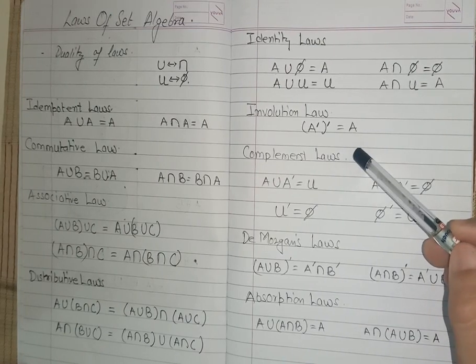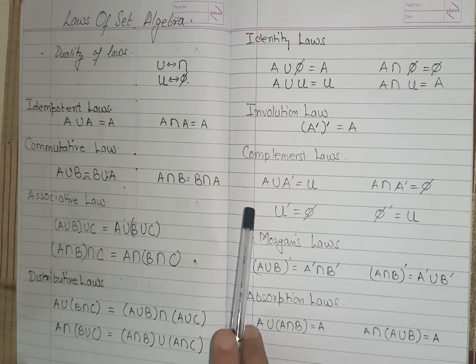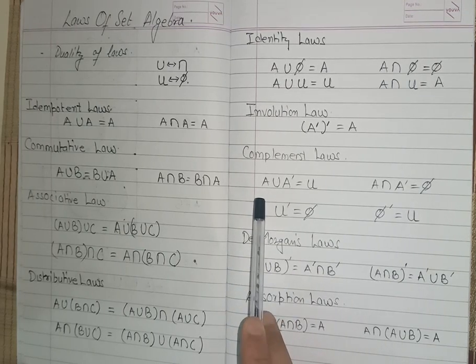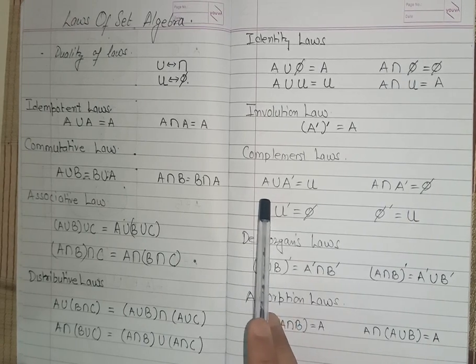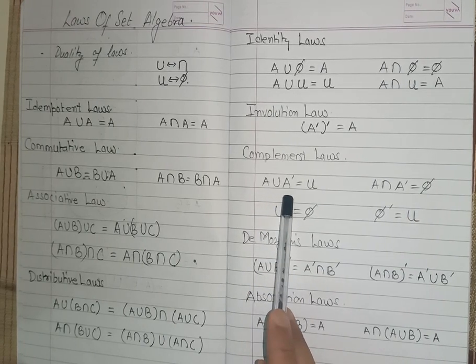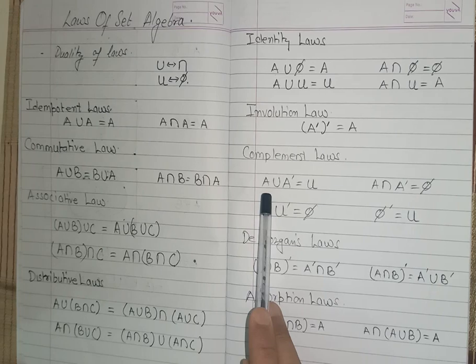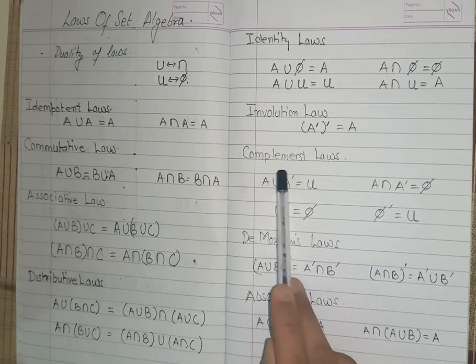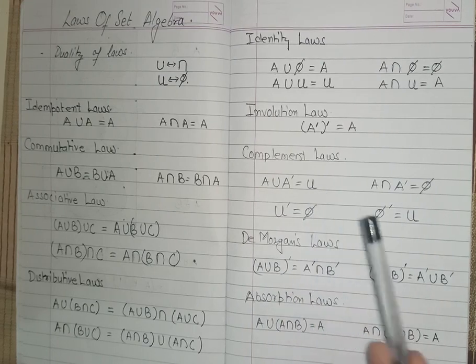Then we have the complement laws. Complement laws means A union A dash, that is, the union of a set and its complement. All the elements of A and all the elements which are not in A. So when you combine both these, you will get the universal set.